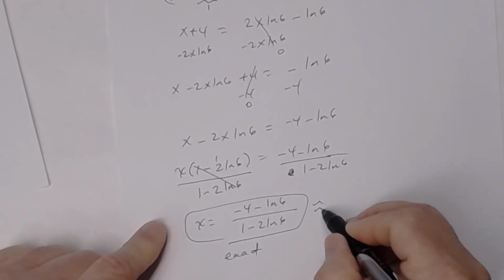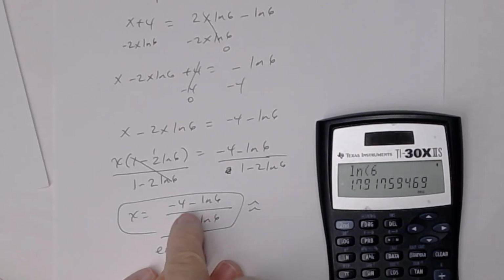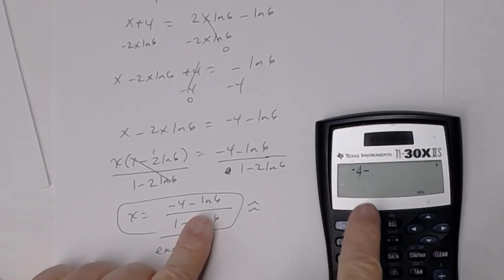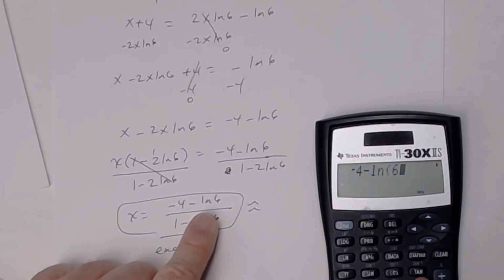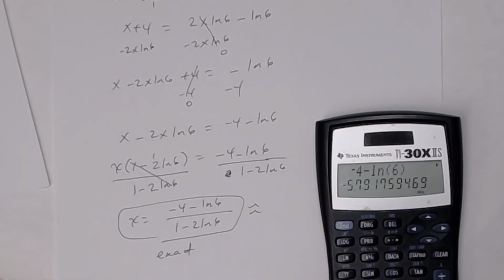Okay, now let's approximate. So be careful. Remember what we talked about. So there's your numerator. You're going to say negative 4, subtract the natural log of 6, close the parentheses, and press equal. That's your numerator. Now notice my denominator, you're going to need parentheses here. If you don't, you're going to get a different answer than what you should. So you're going to say divide.